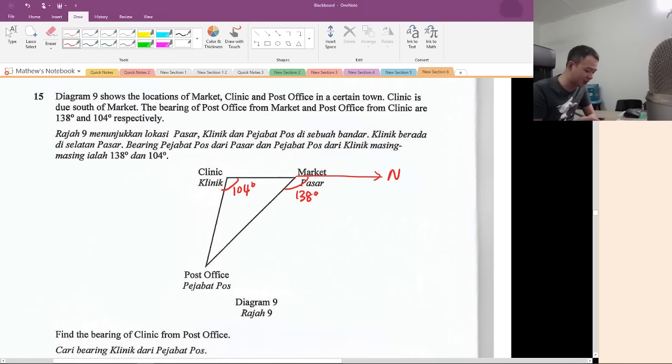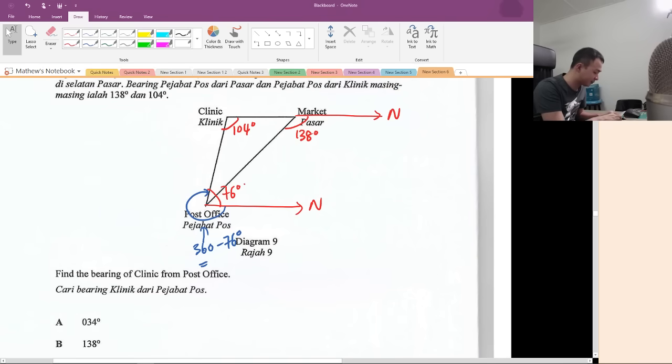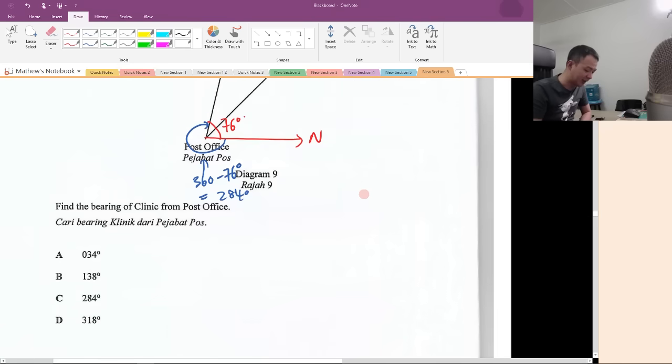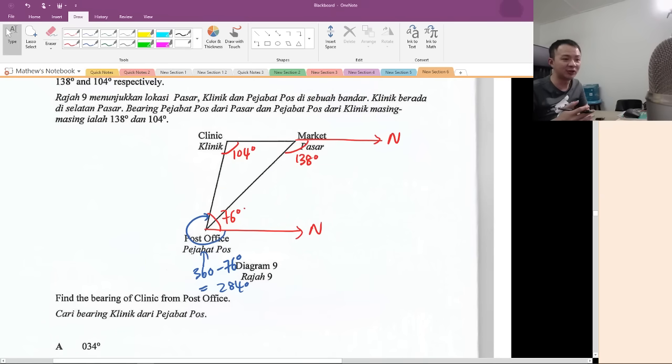Alright, so according to the question, find the bearing of the clinic from the post office. So this is the post office, this is the north here. Then I can easily know the angle here will be 180 minus 104, right? So it will be 76. So the blue color will be the bearing I want to find from the north all the way here. So this angle will be 360 minus 76. Then I should get the bearing easily. So the bearing should be 284. Yeah, 284. So the answer will be D. Alright, so you should know how to do the bearing.